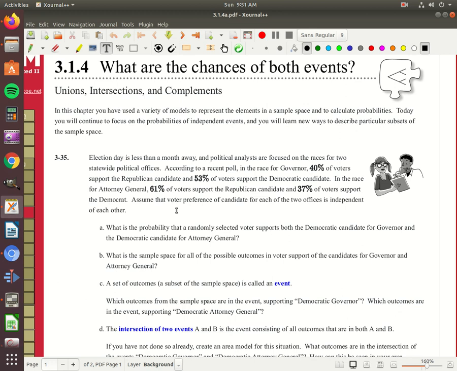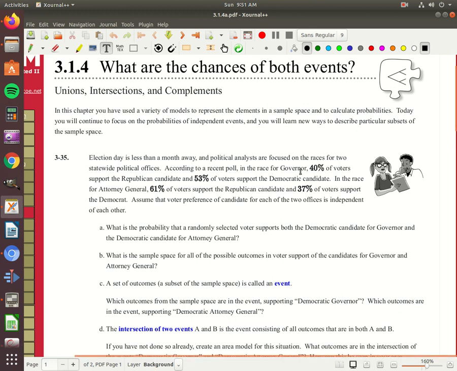That means, and in real life, I would say they're probably not independent. I would say they're probably very dependent. People, if they're going to vote for the Republican governor, are probably going to vote for the Republican Attorney General as well, and vice versa. If they're going to vote for Democratic governor, they're probably going to vote for the Democratic Attorney General. But this problem is saying the opposite.